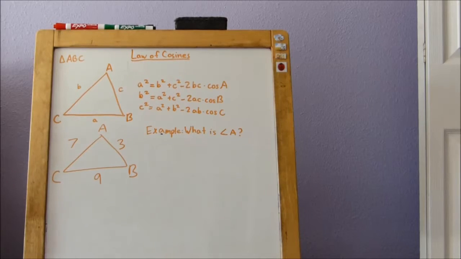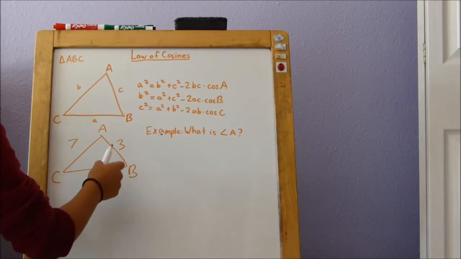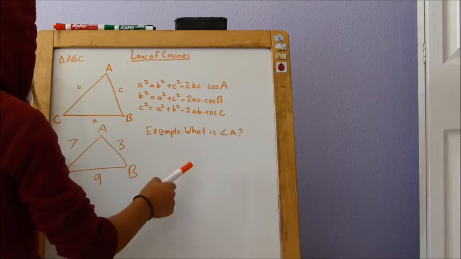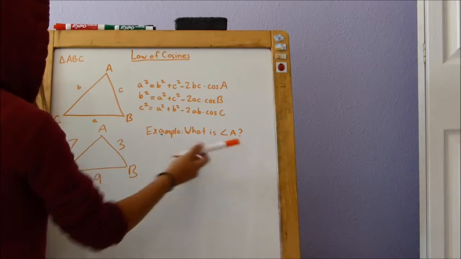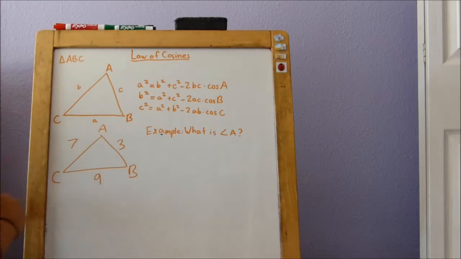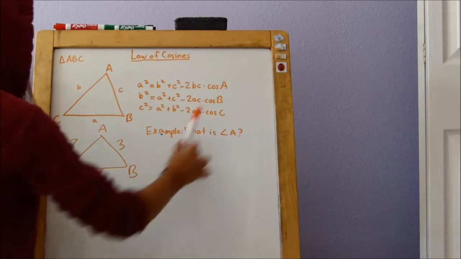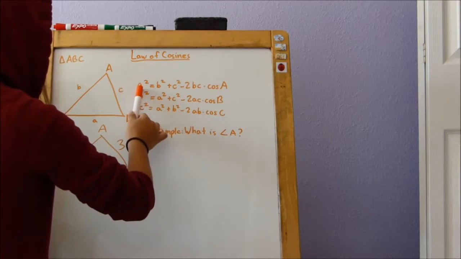Okay, now we're going to solve a problem where we know all of the side lengths of the triangle, we just don't know the angle measurement. So here we're trying to find out what is the angle measurement of angle A. We're going to set this up exactly the same way we set up the last problem, but this time we're going to solve for angle measurement A instead of side length A.